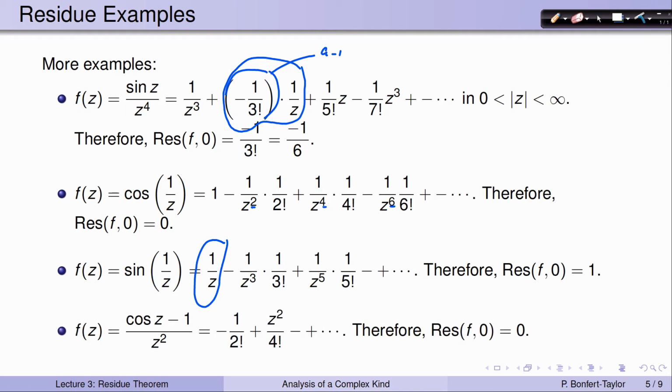Now remember the function (cosine of z minus 1) over z squared. We notice that that function has a removable singularity at the origin, because when you look at the Laurent series expansion, there are no negative powers of z left. Therefore, again, there is no 1 over z term, and the residue of f at 0 equals 0.